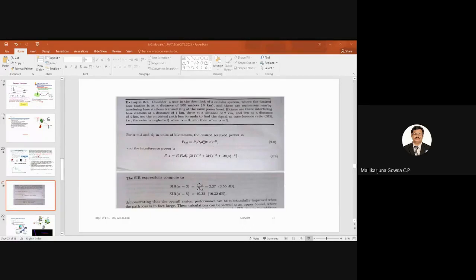So let us use that empirical path loss formula to find the signal to interference ratio, that is SIR. Here we are neglecting noise. Take the value of alpha, the propagation path loss exponent I said, which is equal to 3. When alpha is 3, what is the value of signal to interference ratio? And when alpha is 5, what is the value of signal to interference ratio? Hope that problem is clear.